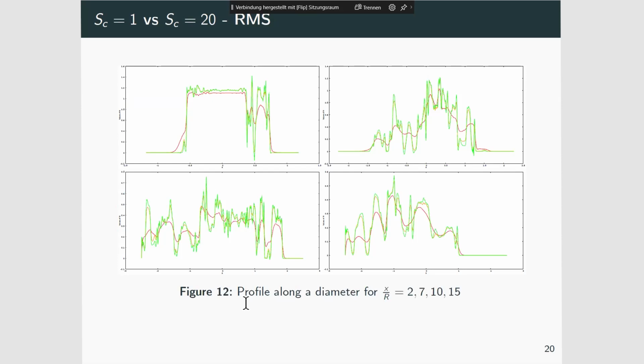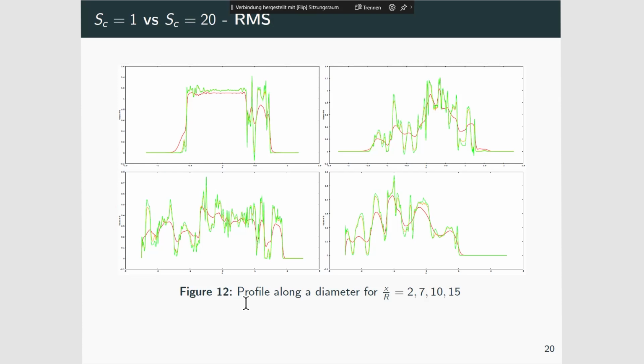This is the profile along a diameter for different axial values, for 2 here, 7 here, 10 here. It is quite difficult to see the differences between 1, 10, and 20. But as expected, at 20, in the core of the jet, the gradients are very high, or the highest.